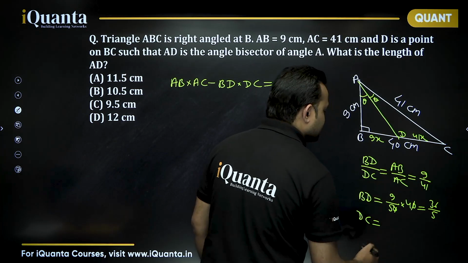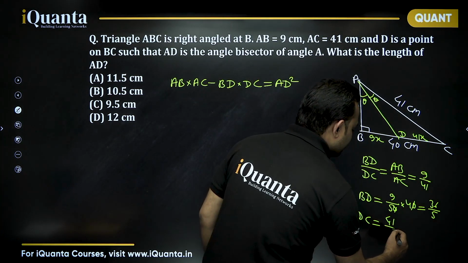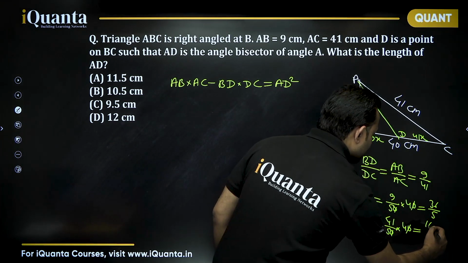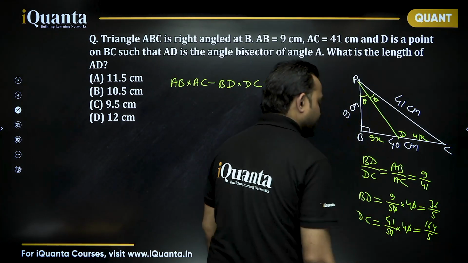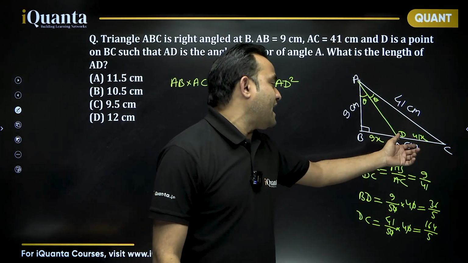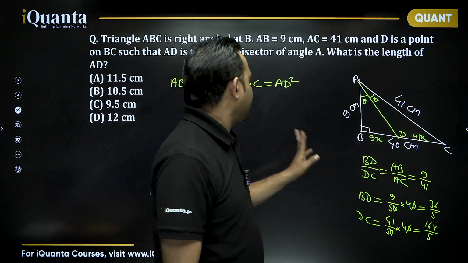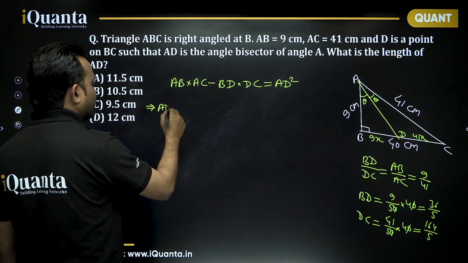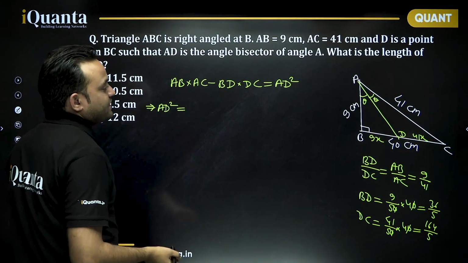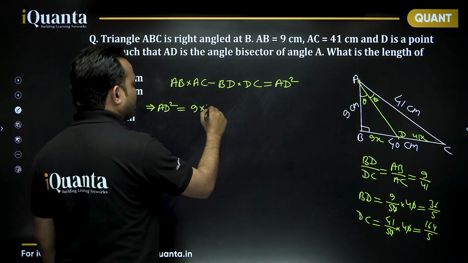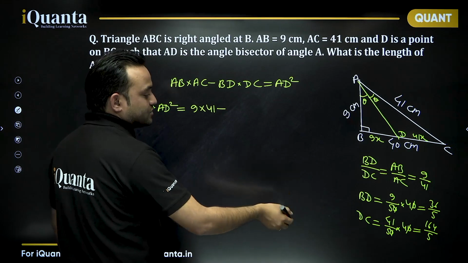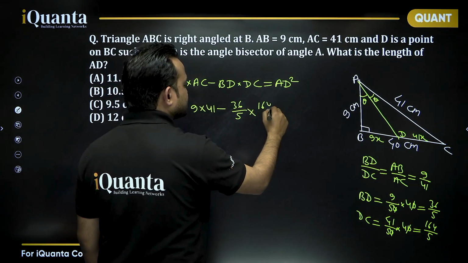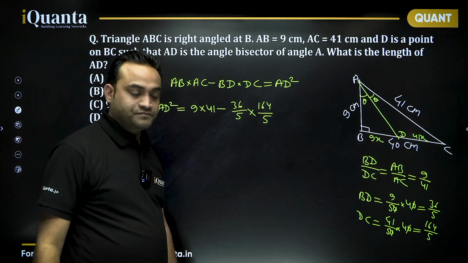So DC will be equal to 41 divided by 50 into 40. So this will be equal to 164 upon 5. So these are the lengths of BD and DC. Now we can use this here. So let's use it. Can we say that AD square will be equal to AB into AC, which is 9 into 41, minus BD into DC, which is 36 upon 5 into 164 upon 5.